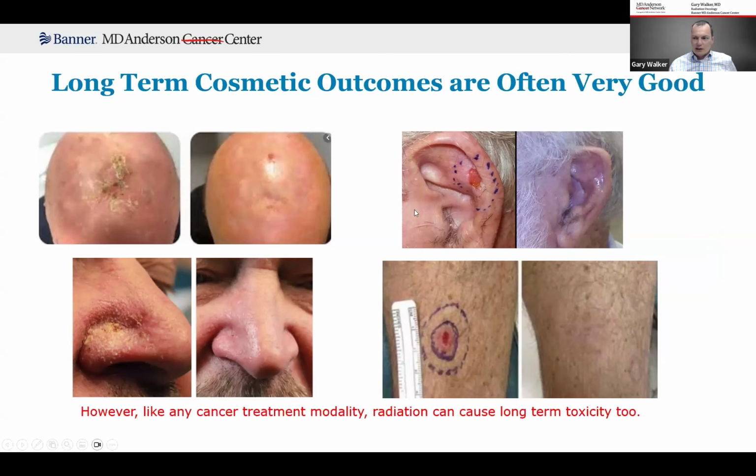So here's some different situations, whether it's a scalp that we're treating, a nose, an ear, and a leg. And you can see overall, these patients have pretty good cosmetic outcome after radiation, and most patients are pretty pleased with how it looks after.